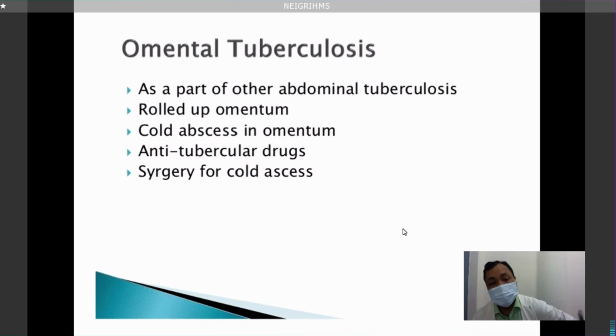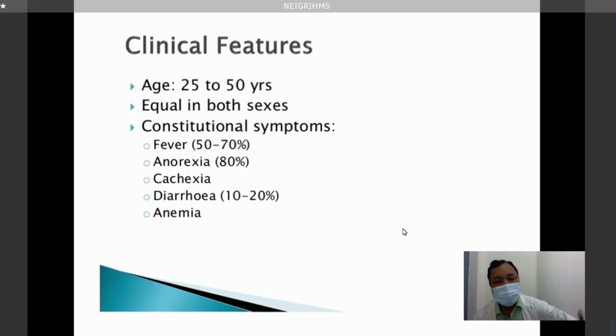Sometimes tuberculosis may only involve the omentum, and in that case, there will be omental caking, or the omentum may be rolled up towards the stomach. Okay, or even some loculated collections may be there within the omentum, and then leading to abscess. So the primary modality of treatment here also will be antitubercular treatment. Usually the patients will be young adults, and constitutional symptoms which are not typical of this abdominal tuberculosis, which are found in any other tuberculosis, may be present.